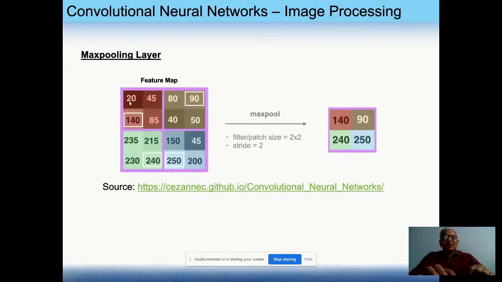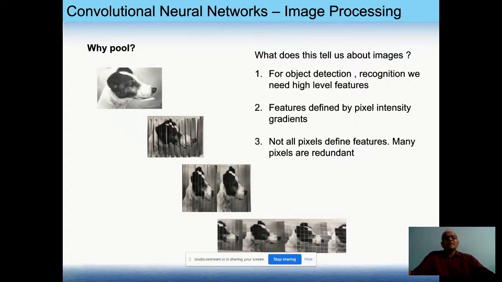The feature map has, at various positions, the magnitude of change in pixel intensities. All the magnitudes are shown here as positive. May not be, they can be negative as well. And out of this, we are extracting the max values. Why are we doing this? What is the reason for extracting only 140, 90, 240? Why not the others? So that's what I want to bring out here conceptually.